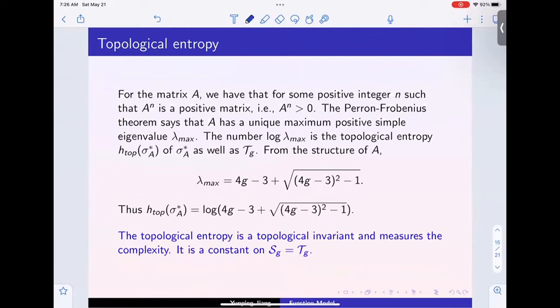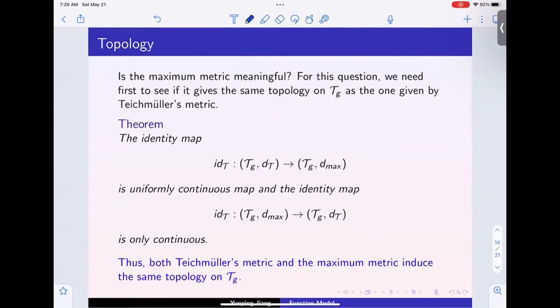Can I ask a question? Yeah. Can you go back to the slide? Do you know that the map is continuous and not uniformly continuous, or you just know it's continuous but it's not clear the other way around? Yeah, it's clearly not uniformly continuous. Depending on when you approach the boundary of the Teichmüller space, this maximum norm could be very small, but the Teichmüller metric could be very big. Okay, thank you.